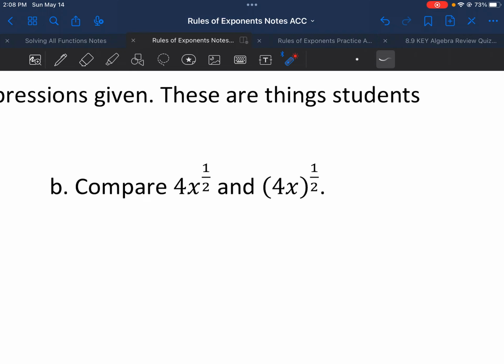very similar. We're going to compare 4x to the 1/2 and parentheses 4x to the 1/2. So again, 4x to the 1/2 right here, this one is just 4 times x to the 1/2.